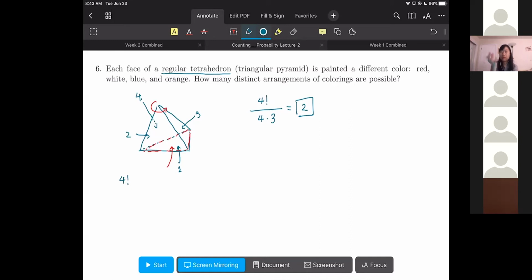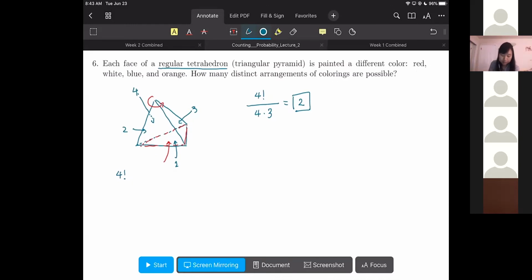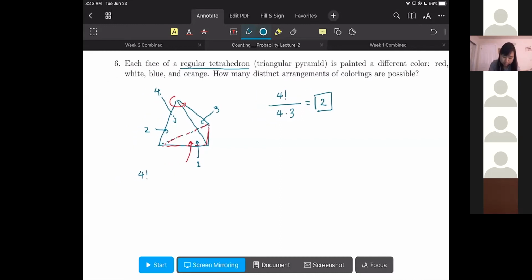But since we can rotate a tetrahedron around and put it wherever, for some color, let's say orange, we can always place the orange face down regardless of where we started. And so we're counting that 4 different times, because if we color, let's say, face 3 orange, we can always rotate it so that face 1 is orange. So in that case, we're overcounting by a factor of 4. So we want to divide by 4.